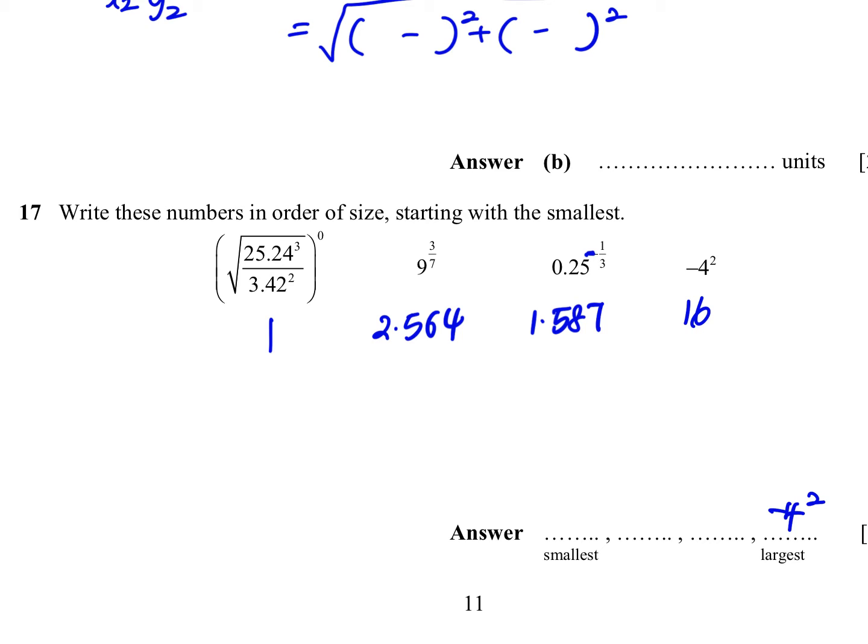Inside your calculator, you all have to put bracket, right? When you don't put bracket and when you put bracket, it's different. Inside the calculator, you have to put bracket. Okay, then the second largest is 9, 3 over 7. Then 0.25, negative 1/3, and whatever to the power of 0. Okay, you're going to copy.